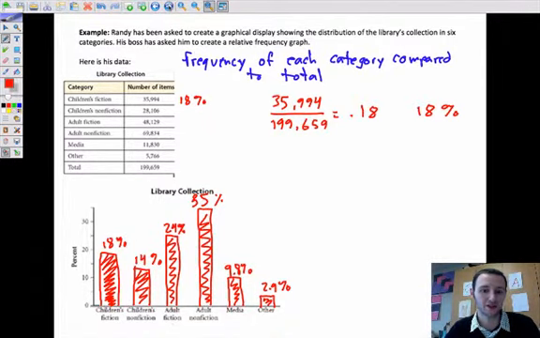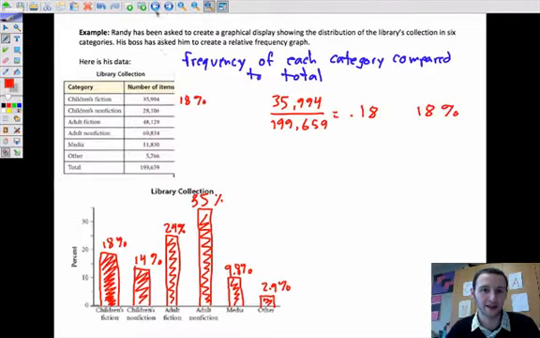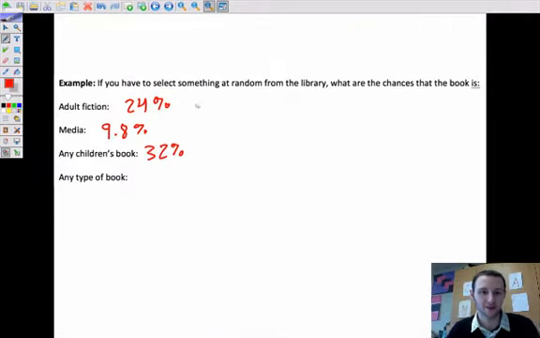Any children's book, we've got children's fiction and nonfiction, so if we add those up together, then we get 32% of the library is children's books. And then any type of book, so if we're looking at media and other together, those are the only two things that aren't books, and they total 12.7%. So that means that the other 87.3% is all books. Okay, so that's how you can use those to talk probability.